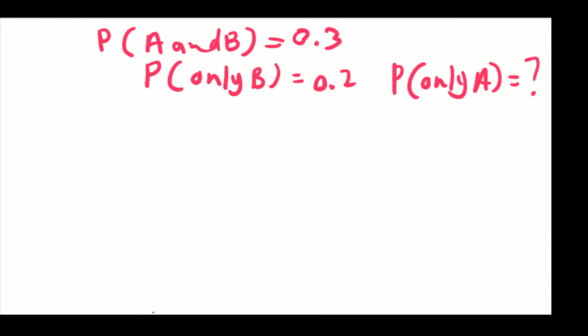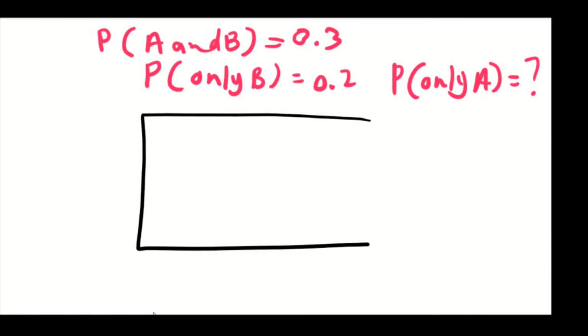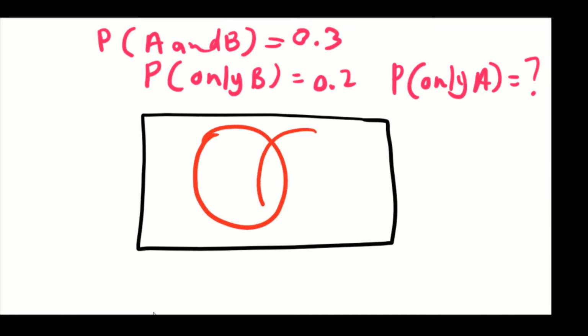So for us to be able to really get that, we need to draw our Venn diagram, and it's going to look like this, where we have A and B, right? So the intersection is 0.3, probability of A and B. Probability of only B is actually equal to 0.2. So you're looking for the probability of only A.